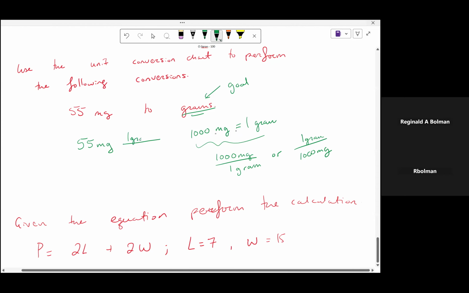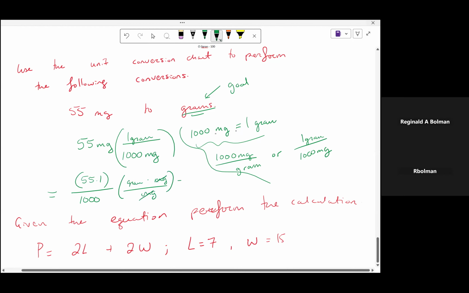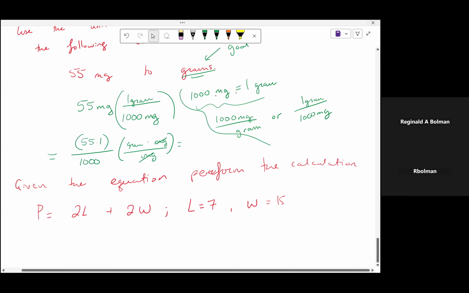So 1 gram to 1,000 mg. And when we multiply these two quantities together, 55 times 1 will happen in your numerator. You'll have 1,000 in your denominator. And then in terms of the units, you've got grams times milligrams over milligrams. And your milligrams are going to divide out, definitely giving you grams at the end of the day. So 55 times 1 is just 55. So we have 55 over 1,000.